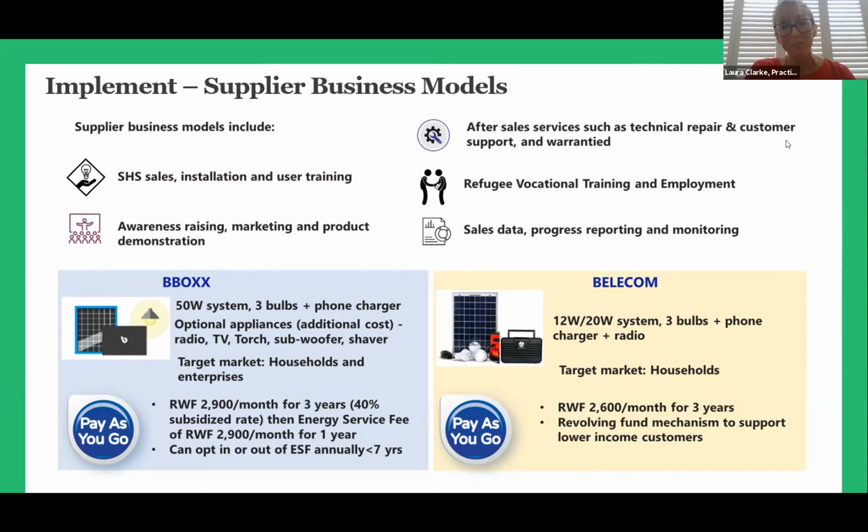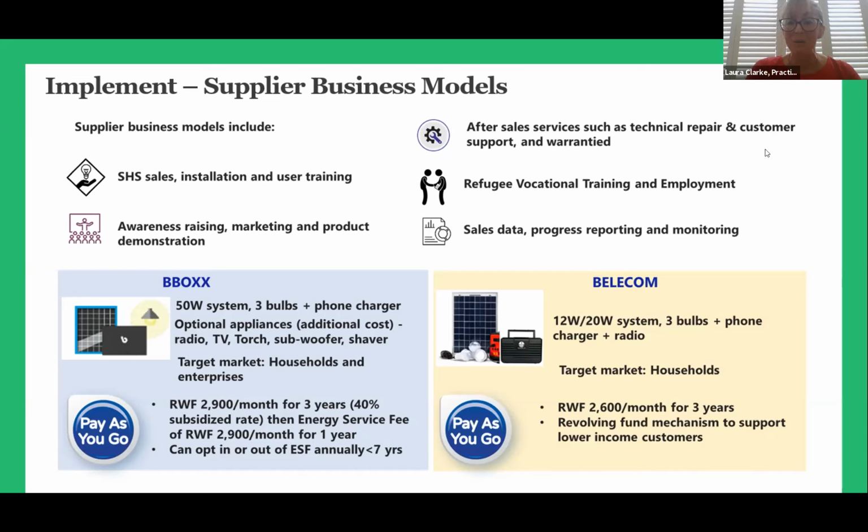Their system was more expensive, so we thought that would be best suited to the segment of the market that had comparatively higher household incomes, and also those enterprises that would need the additional sizing of the system to be able to power those other appliances. And then we also selected Bellicom, who initially offered a 12-watt and a 20-watt system with 3 lights, a phone charger and a radio.